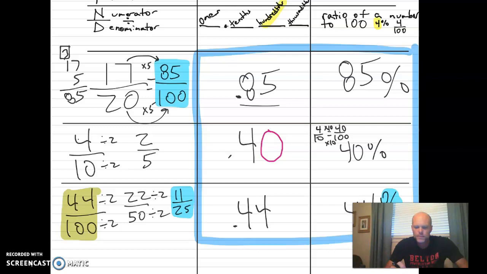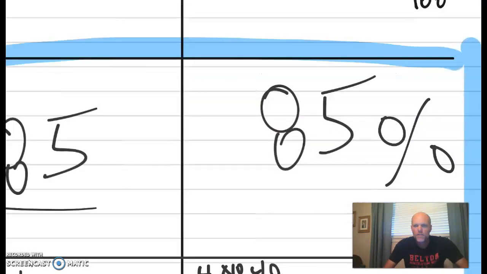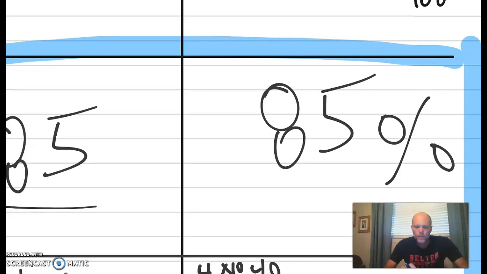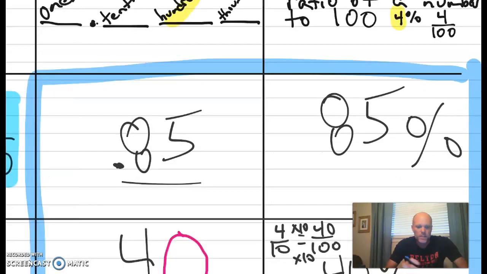So let's look at percent. It's 85. Sounds like a whole number, right? 85%. There is no decimal. Really, that's 85 out of 100. It sounds like a whole number. It looks like a whole number, but it's not. So now look at the decimal. What do you see? It's the same number, except for there's now a decimal in it.